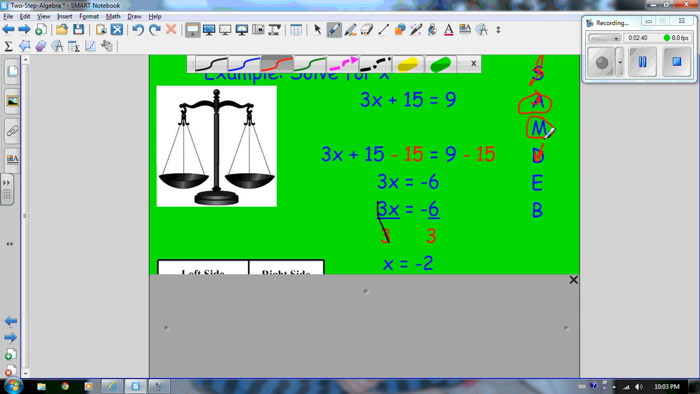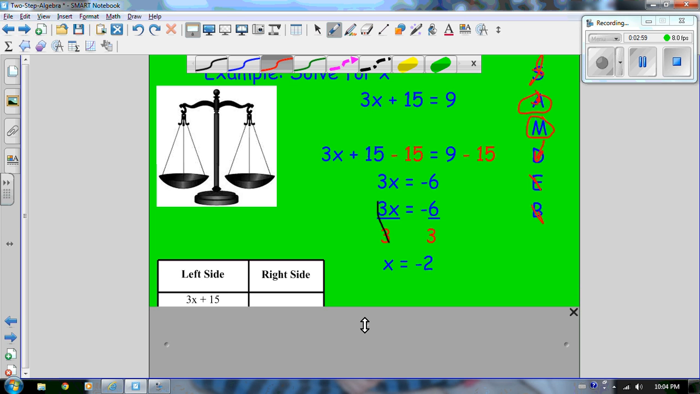So obviously there's no division here. There's no exponents. And there are no brackets. So I've done SAMDEB in reverse order, such that I get my answer, or I think I have my answer, x equal to negative 2. Now I want to be sure about that, so I'm going to again do my left side, right side check.